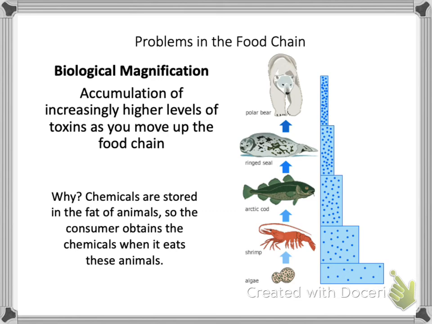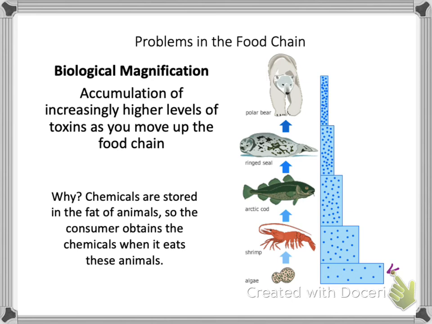Okay, so what we're seeing here is a food chain: algae to shrimp, shrimp to cod, cod to seal, seal to polar bears. And what these represent is essentially a pyramid shape, and that pyramid is going to be the energy pyramid. So the bottom, the algae, has the most energy, and the polar bear is receiving the least because of that 10% rule.